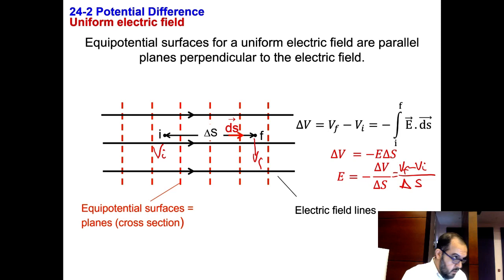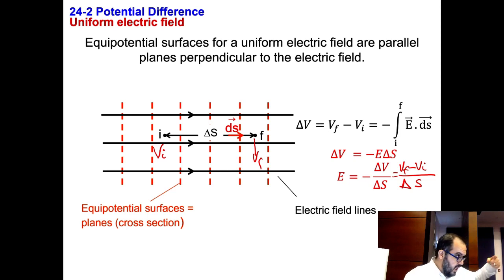So you can have this in an experimental setup. If you measure the voltage at 2 points in a field, and you know the distance between these 2 points, you can estimate the electric field, if it's uniform, by doing delta V divided by delta S, and don't forget the minus sign.